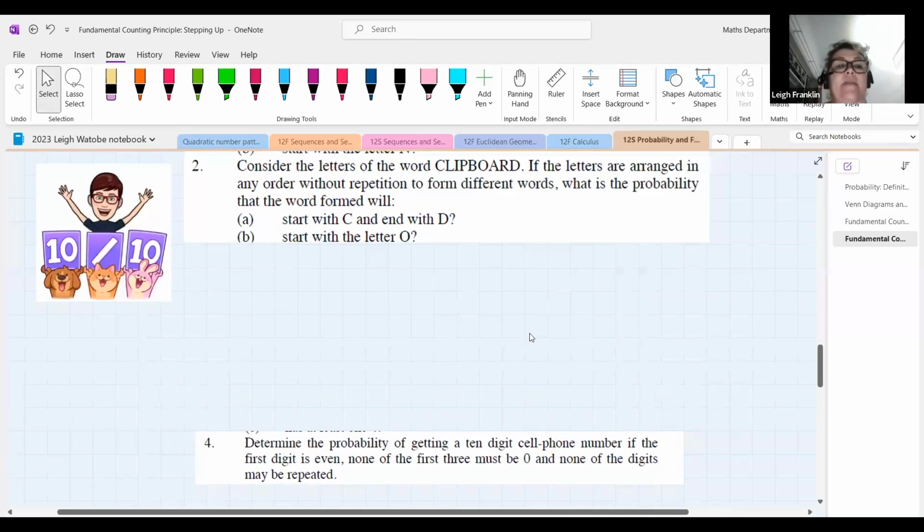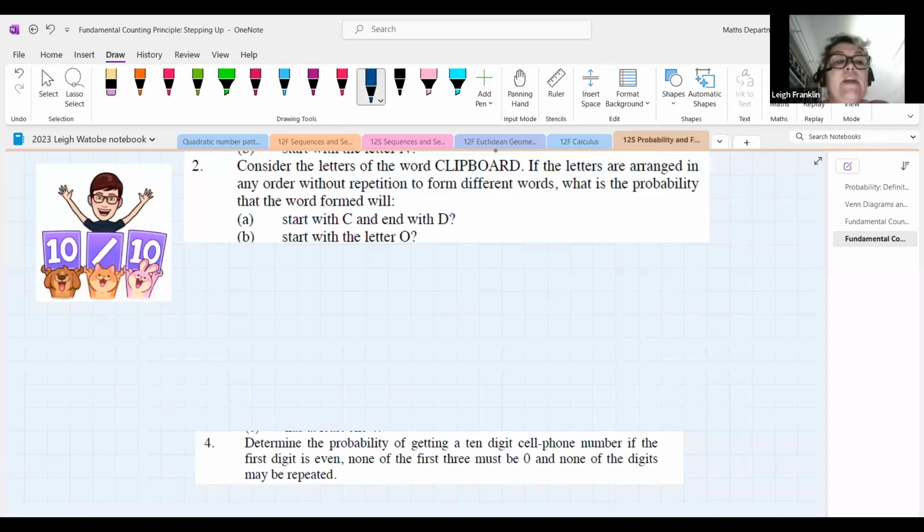All right, so we were looking at this question over here, the word clipboard. Now it asks us if the letters are arranged in any order without repetition to form different words, what is the probability that the word formed will start with a C and end with a D? Now, this question is different because now they're not asking us for the number of ways in which the letters can be arranged. They're asking us for probability. So when we calculate the probability of any event, it's going to be the number in that particular event divided by the number in the sample.